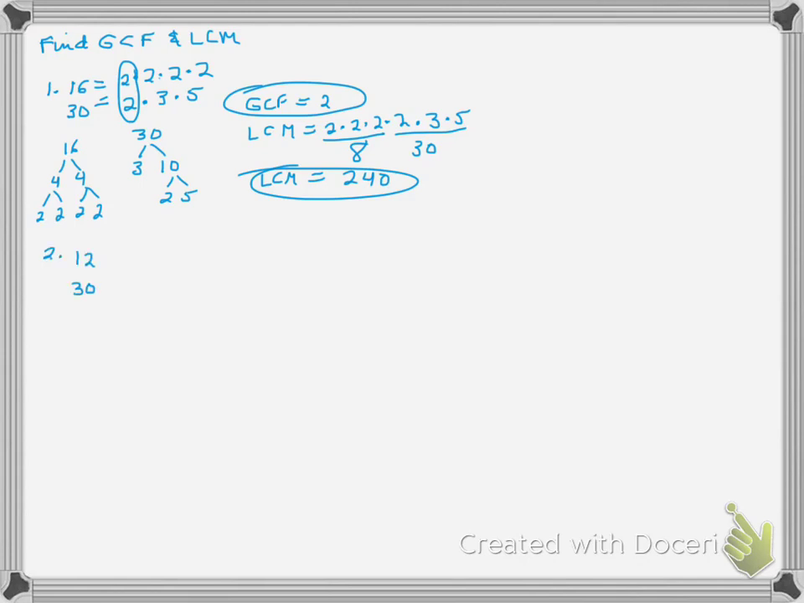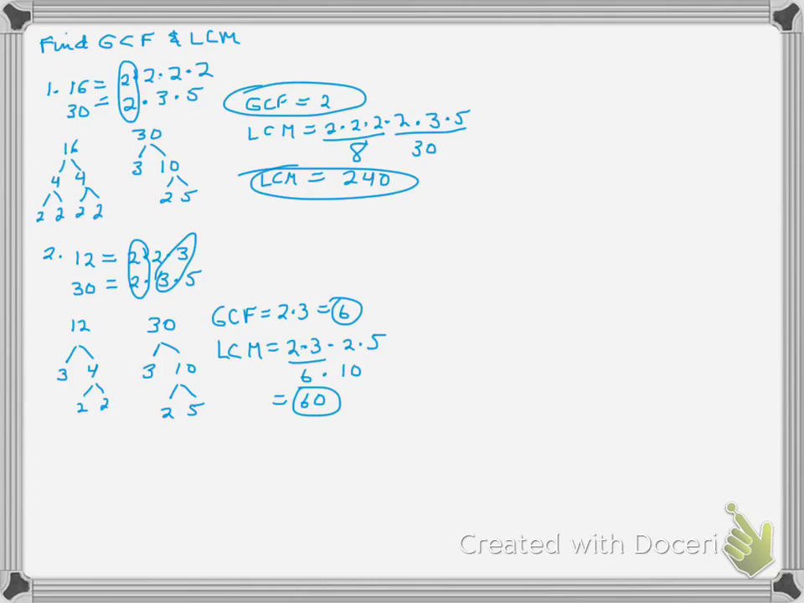The second problem will be 12 and 30. You want to find both the greatest common factor and the least common multiple, and your first step is always to do the prime factoring. Notice what I've done here. I've factored both using the tree method here and here. I've listed my prime factors here and here and identified the common ones.